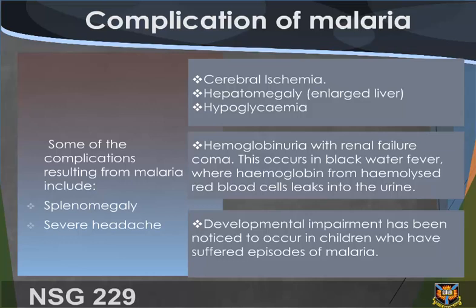Complications of malaria. Some of the complications resulting from malaria include splenomegaly, severe headache, cerebral ischemia, hepatomegaly (enlarged liver), hypoglycemia, hemoglobinuria with renal failure, and coma. This occurs in blackwater fever, where hemoglobin from hemolyzed red blood cells leaks into the urine. Developmental impairment has been noticed to occur in children who have suffered episodes of malaria.